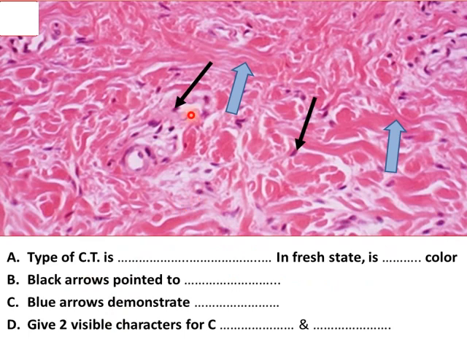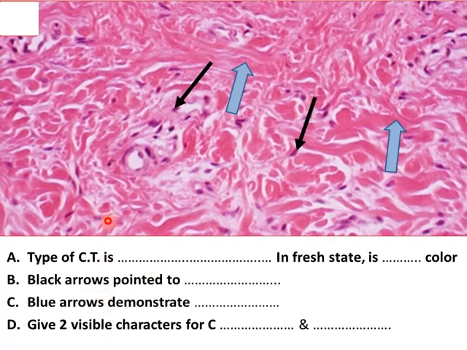This is irregular white fibrous connective tissue, appears white in color. The black arrow points to the nucleus of the fibroblast or the fibrocyte. The blue arrow points to the collagen. It appears irregularly arranged and present in bundles and acidophilic.